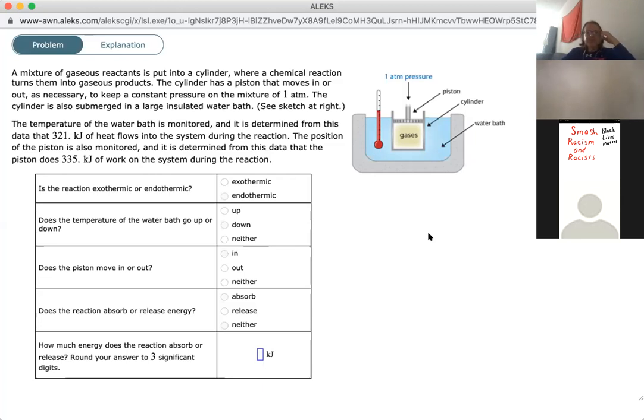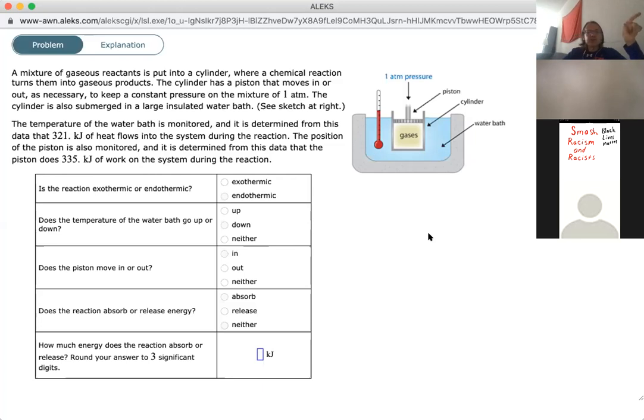The third one, does the piston move in or out? So remember, in and out in this context, out would be up, which is expansion. In would be down, which is compression. And what we said was compression is doing work on the gases, so they'll have more energy. Expansion is the gases doing work on the surroundings, and so the work is negative. The gases are losing energy. Okay. So does it move in or out?